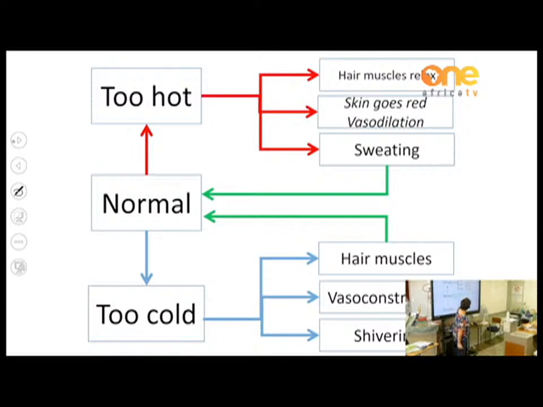Hair muscles will contract and form an insulating layer. Of course, when we are higher level, we will definitely need to explain each one of these happenings in the body. You agree? Vasoconstriction, and we can say shivering will take place, which is a bit different than sweating. So if you have less sweating there, you are correct.